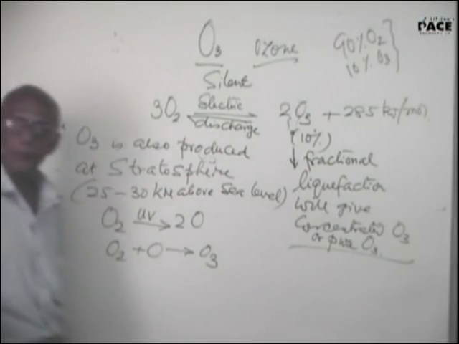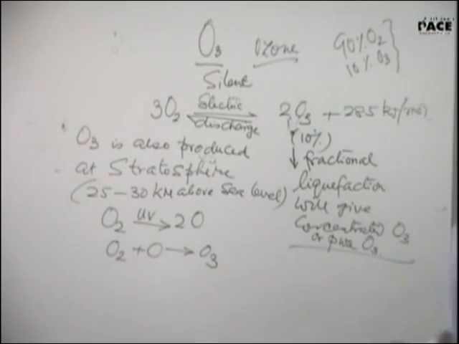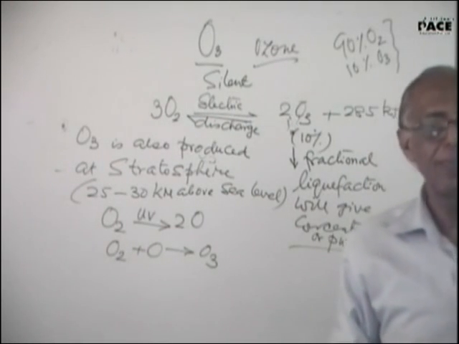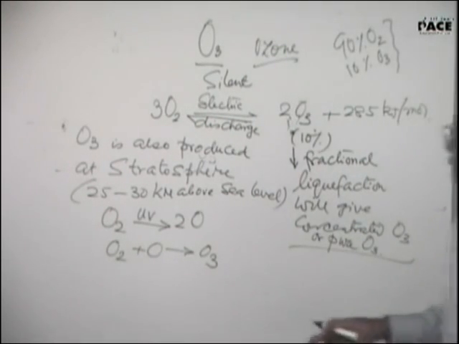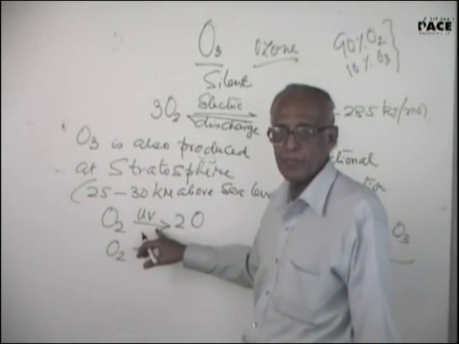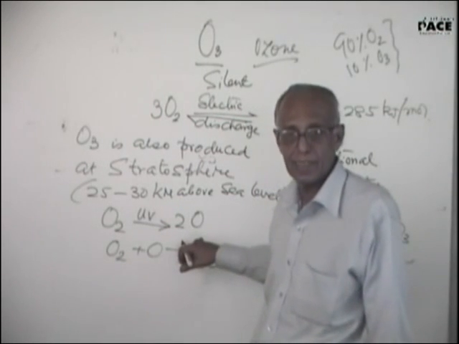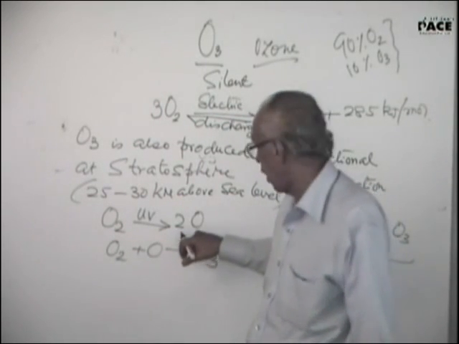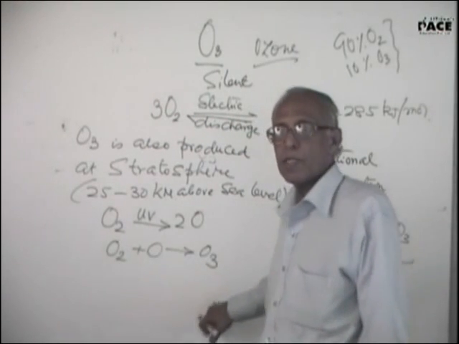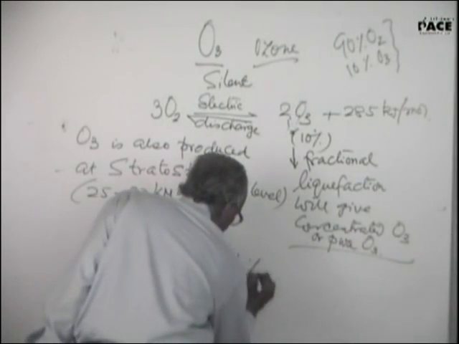So ozone is also produced in the stratosphere, which is about 25 to 30 kilometers above sea level, where oxygen under the action of UV radiation dissociates to oxygen atoms or oxygen radicals. And the oxygen radical combines with oxygen gas to convert into ozone. And this is only 1%.